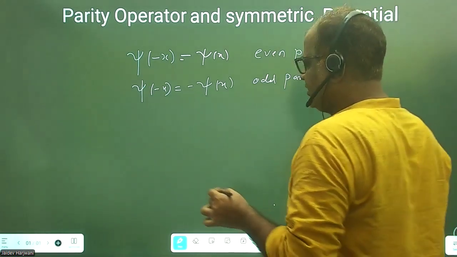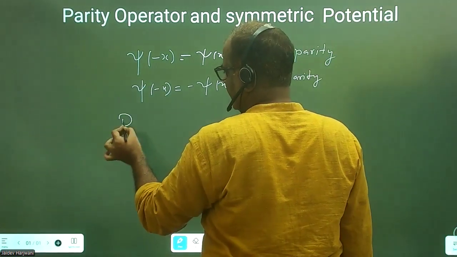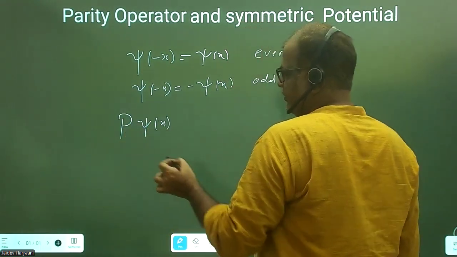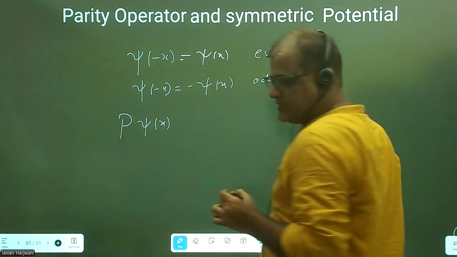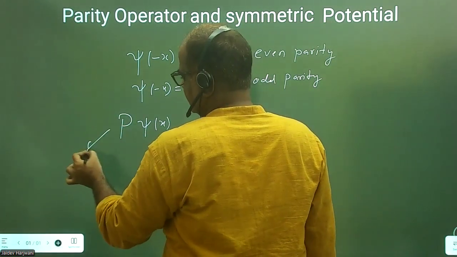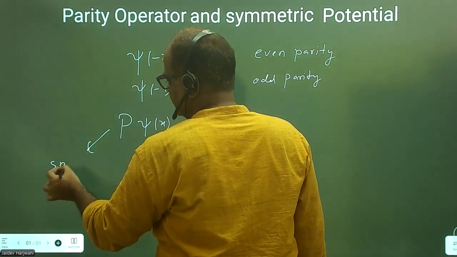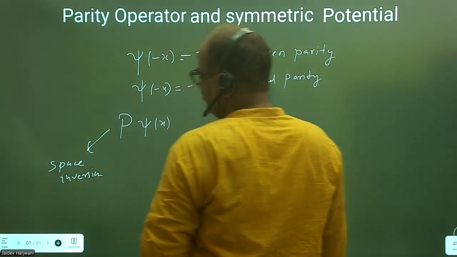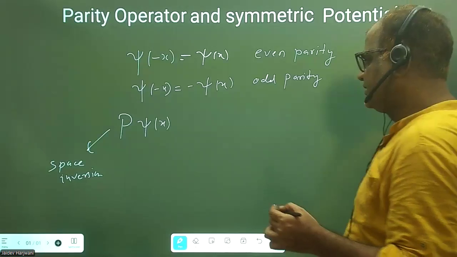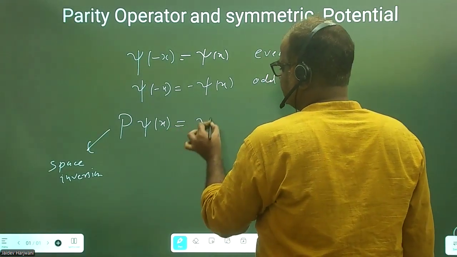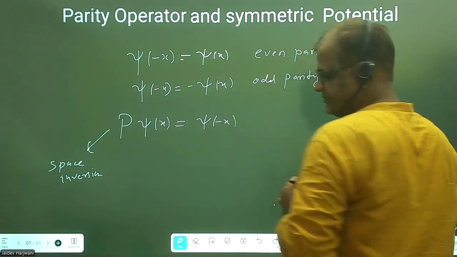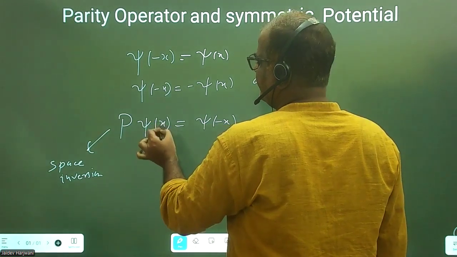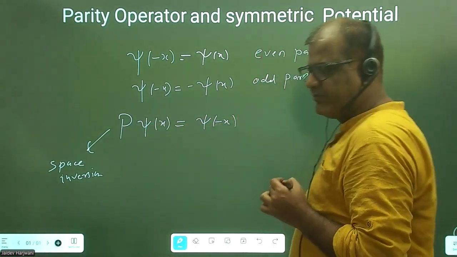Now, what is the parity operator? When you operate the parity operator on a function of x, it does the job of space inversion. So it replaces r with minus r, or x with minus x. So your function becomes psi of minus x. It inverts x, which is a mirror image.